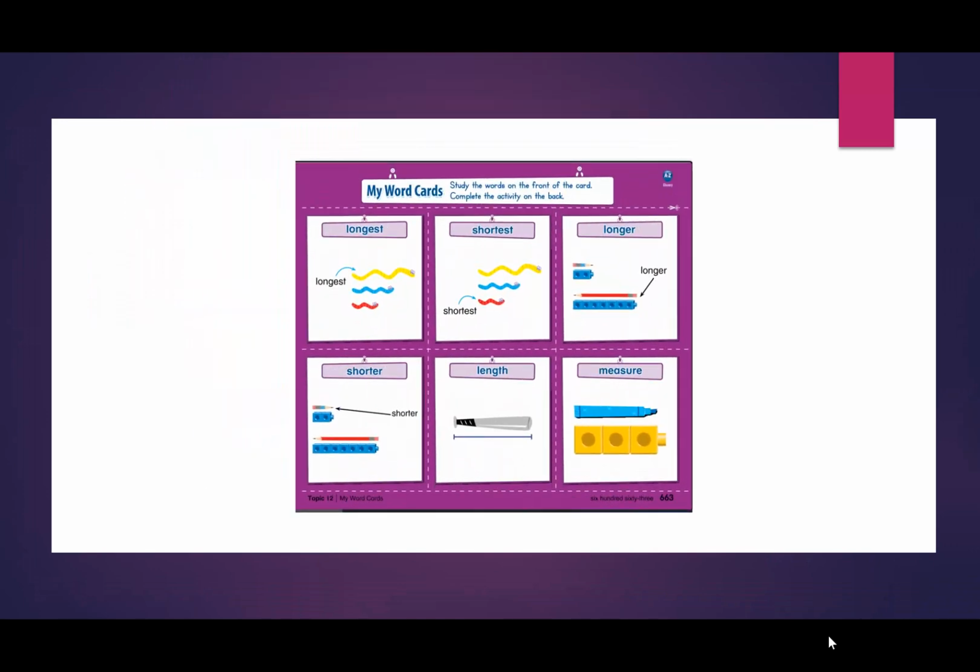Here, as you can see, these are our vocabulary words that we are going to learn in this topic. So we will go one by one to each vocabulary. I have longest, shortest, longer, shorter, length, measure. In this lesson, we are going to cover longest, shortest, longer, shorter, and length.